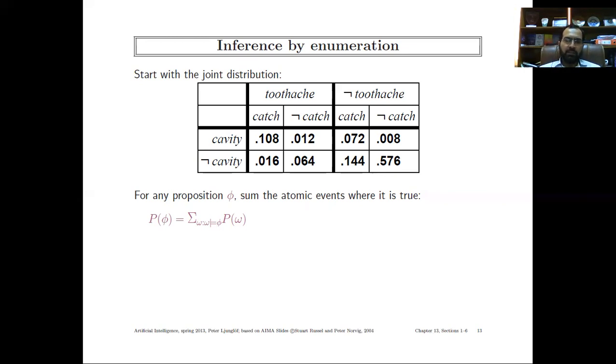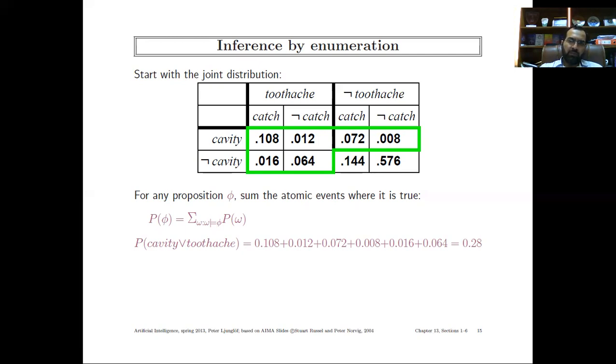For any proposition, sum the atomic events where it is true. Wherever you have the atomic events true, you can sum them. So P of the proposition is equal to the sum over W where W entails the proposition of P(W), wherever these values are true. So you can have this joint distribution by using inference by enumeration. You can see these values in the green box. Similarly, you can see how these values are calculated, that is, P of cavity or toothache.